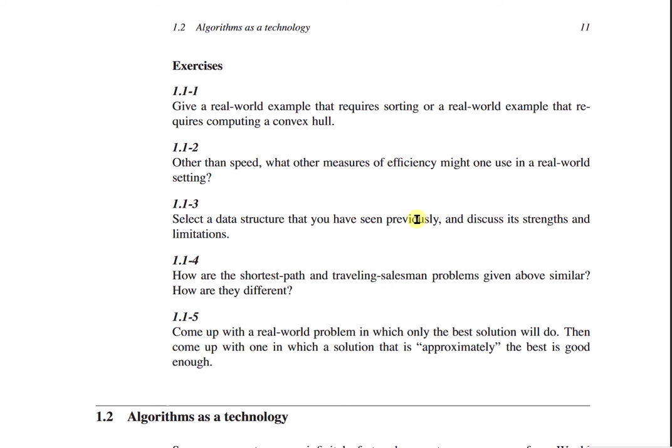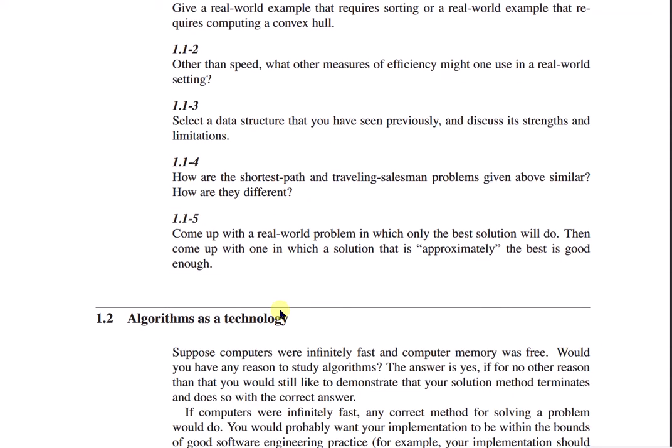But also, let's see: select a data structure that you have seen previously and discuss its strengths and limitations. I am not sure about it. How are the shortest path and traveling salesman problems similar? The traveling salesman can be the shortest path the salesman takes to avoid getting tired. How are they different? I have no idea.